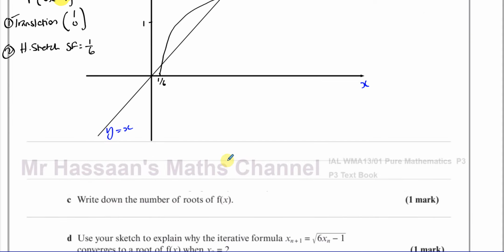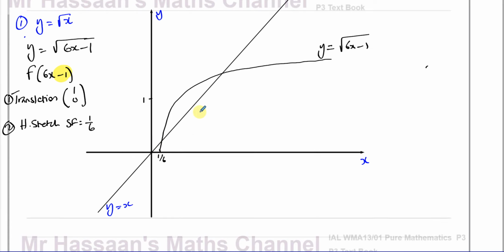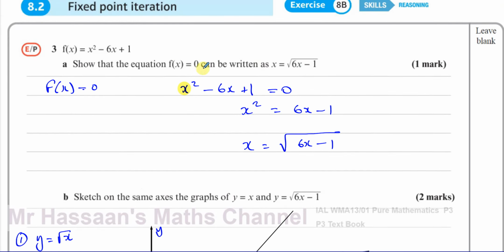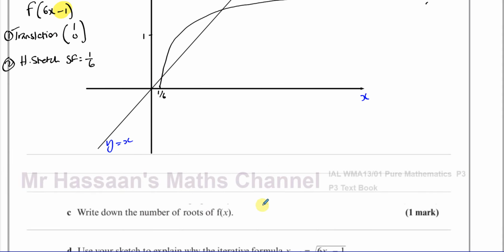And now for part C, it says write down the number of roots of f of x. So as we can see here, there are 2 roots. The roots are the places where f of x equals 0. Now this f of x equals 0, this is the same equation as this. It's just rearranged. So the number of roots of this equation is the same as the number of roots of this equation. And we can see that the number of roots of this equation is where these 2 sides intersect. And we can see they intersect in 2 places. Okay, these 2 places. So it just says write down, so we can put 2, but if they say explain why, we can say there are 2 intersections.